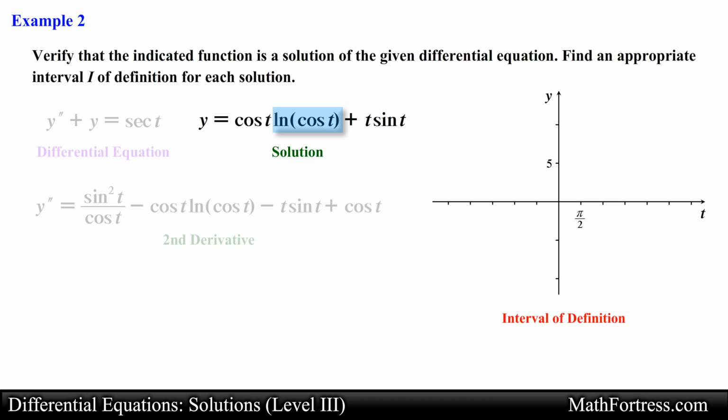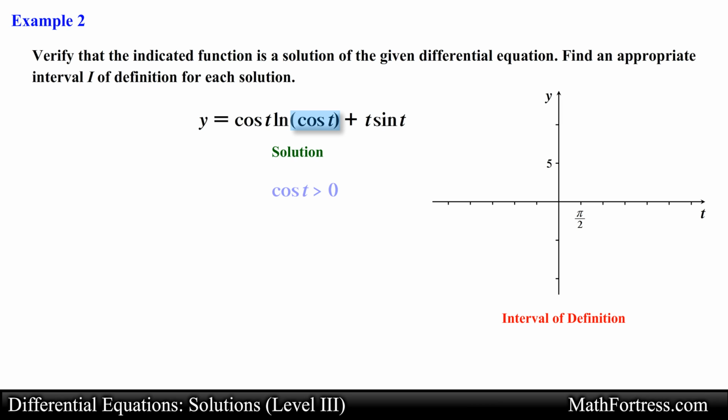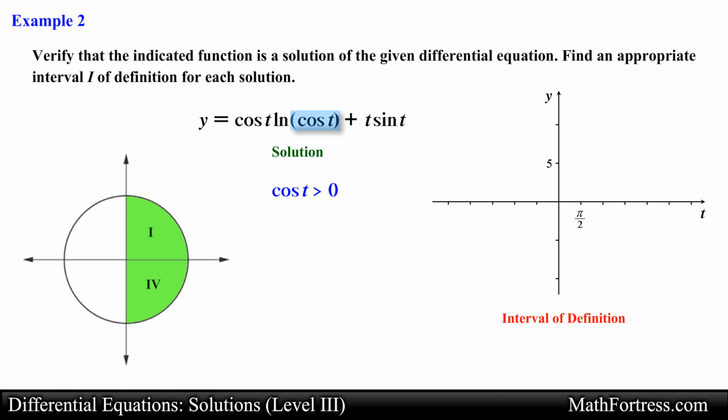For the most part, the domain of logarithms is dependent on the argument. In this case, the value inside of the argument has to be greater than 0. In this case, cosine of t has to be greater than 0, meaning we only want values of t that generate positive values of cosine. Recall that this occurs in quadrant 1 and quadrant 4 of the unit circle.